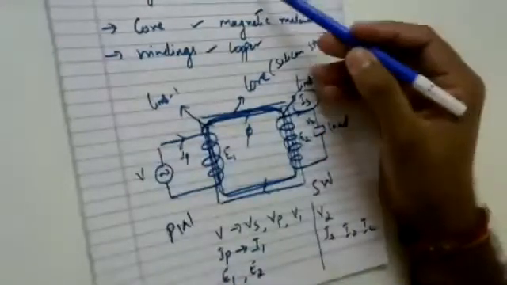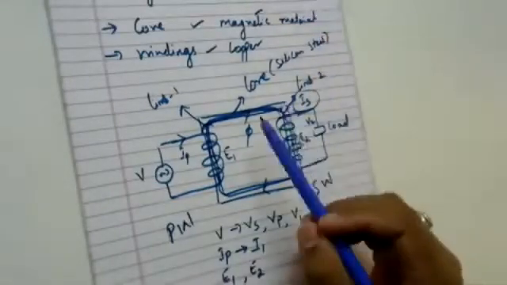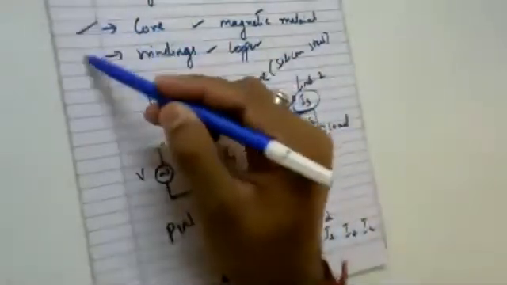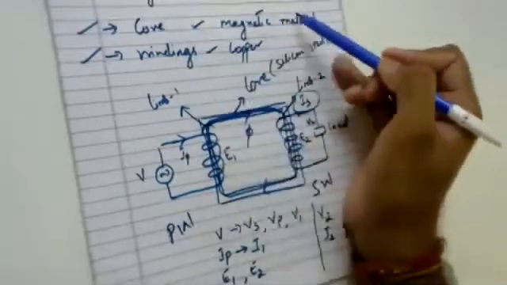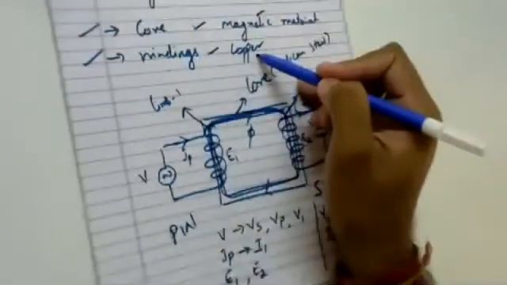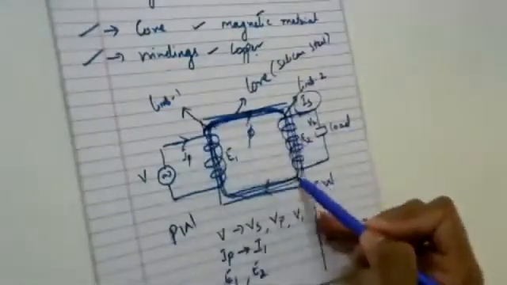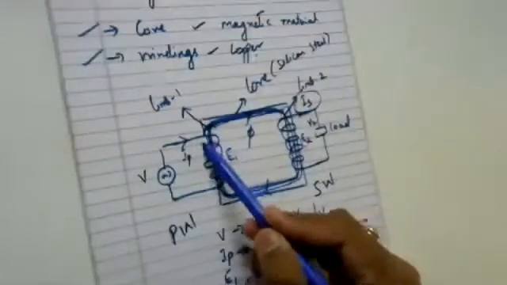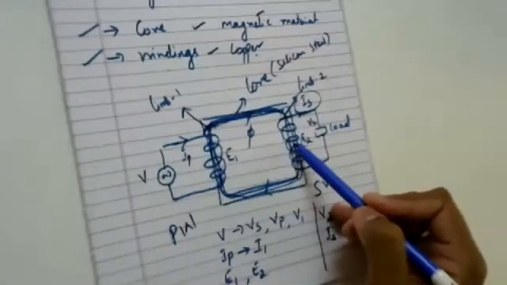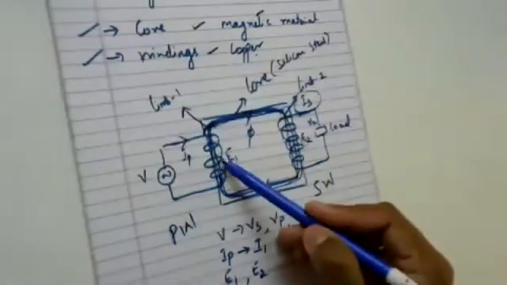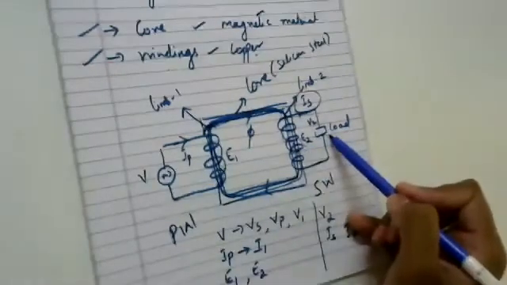When it comes to the topic of construction of a transformer, you need to remember that a transformer has only two basic parts: one is the core and the other is the winding. The core is made of magnetic material, and the windings are made of copper. This square portion you are observing is the core. These are your windings. There are two windings: the primary winding, which is connected to the source, and the secondary winding, which is connected to the load.